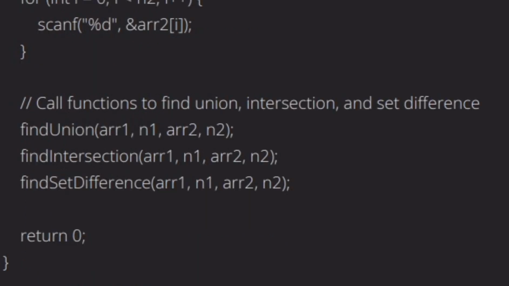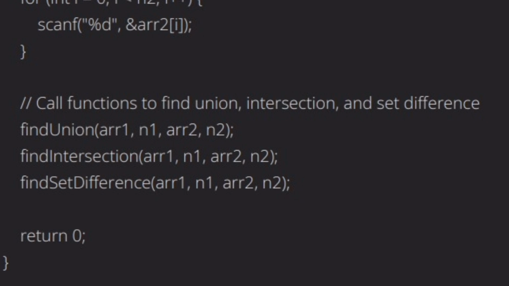algorithms. So here are the key improvements and considerations. First, efficiency. The current implementation of find union has a time complexity of O(n1 times n2) due to the nested loop. This can be significantly improved by using a hash table or set to store elements of array 1 and then checking for the presence of array 2 elements in constant time. Similarly, the find intersection and find set difference functions can also be optimized using a hash table or set.